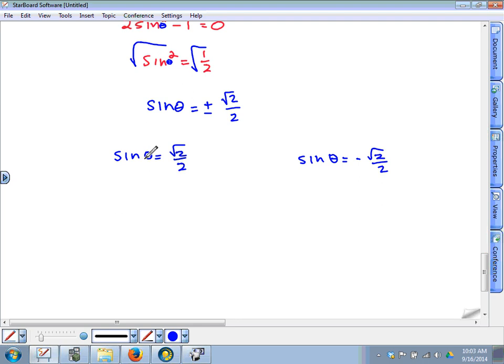Okay. Sine theta equals root 2 over 2. Most of you could probably pop this out without having to use a calculator. Where is the sine of theta equal to root 2 over 2? 45 degrees in the first quadrant. Where else? 135 in the second quadrant. So theta equals 45, which is pi over 4, and theta could also equal 135 as a radian measure, 3 pi over 4.